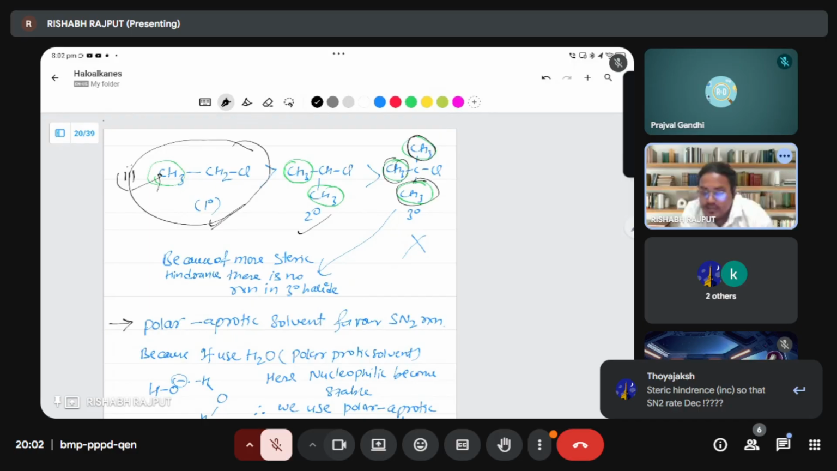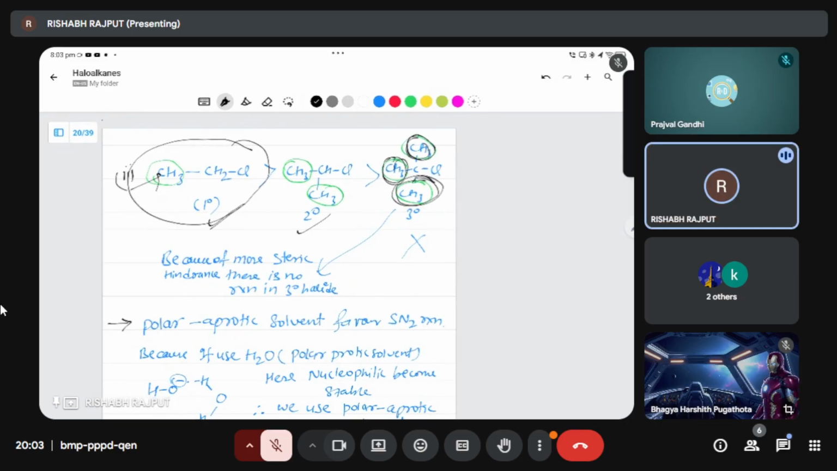Now see, when OH collides with the carbon, with proper orientation, here three methyl groups are there. Because of that, there is very little chance to attack the carbon, because of steric hindrance. But in 2 degree, 1 degree there is more chance. So that is why 1 degree is more preferred here. Okay.